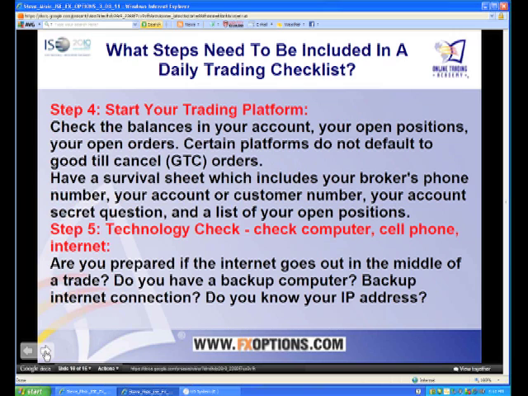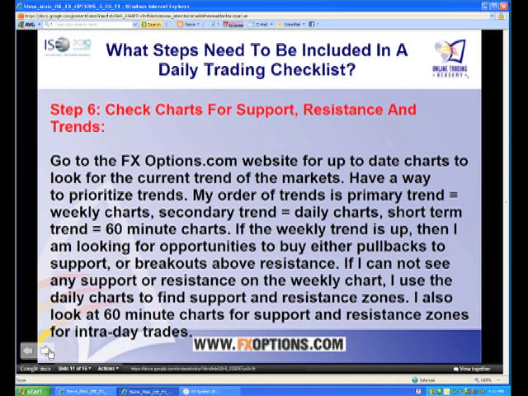Next step, before you do anything like looking at charts for support, resistance and trends, is to have all these other steps out of the way and have yourself prepared to devote time to looking at your charts. Since we happen to be doing ISE FX options, it's only natural that you would want to have on your document, especially an online document, links to the various places on the fxoptions.com website for up-to-date charts. You want to know what the current trends of the market are. You want to have a way to prioritize those trends.